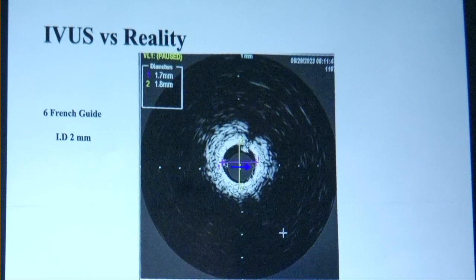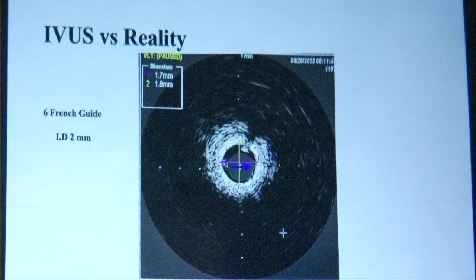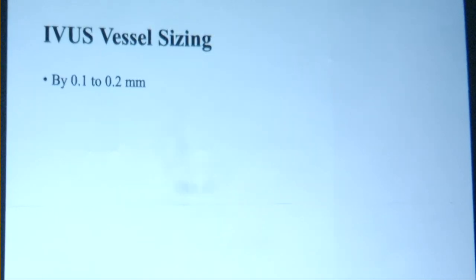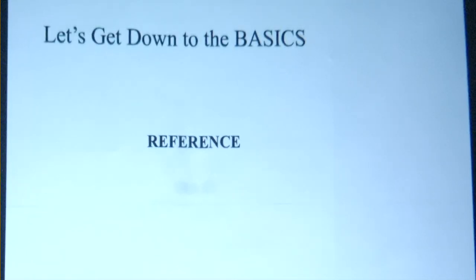But the truth is, imaging gives you a better assessment than angiography any day. By how much does IOS oversize? 0.1 to 0.2 millimeters. Does it really, at the end of the day, make a difference in your outcomes? Probably not. Angiography clearly undersizes, and so it's better to size vessels with IOS. We'll talk about how to use your judgment and not just solely go by imaging towards the end of the talk. So let's go down to the mathematics.